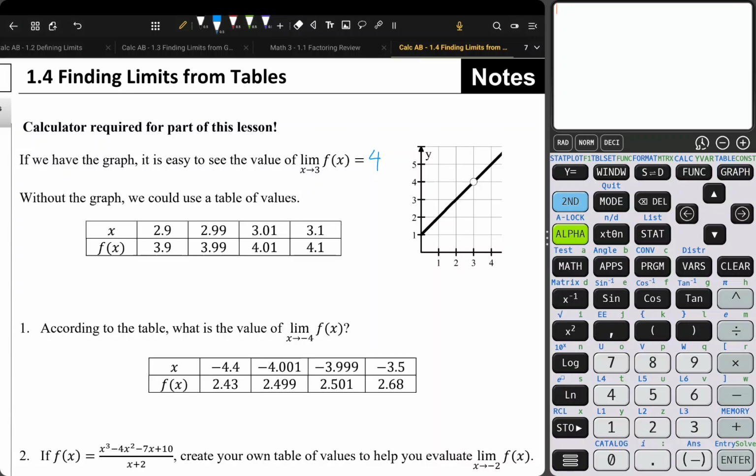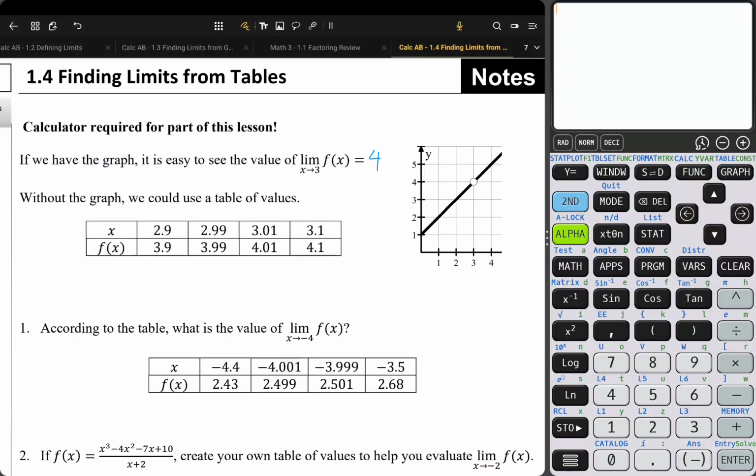Now, as long as we know that the function is continuous, meaning, I shouldn't say that actually. As long as we know the values leading up to a certain point for x, we should be able to find the values for y.